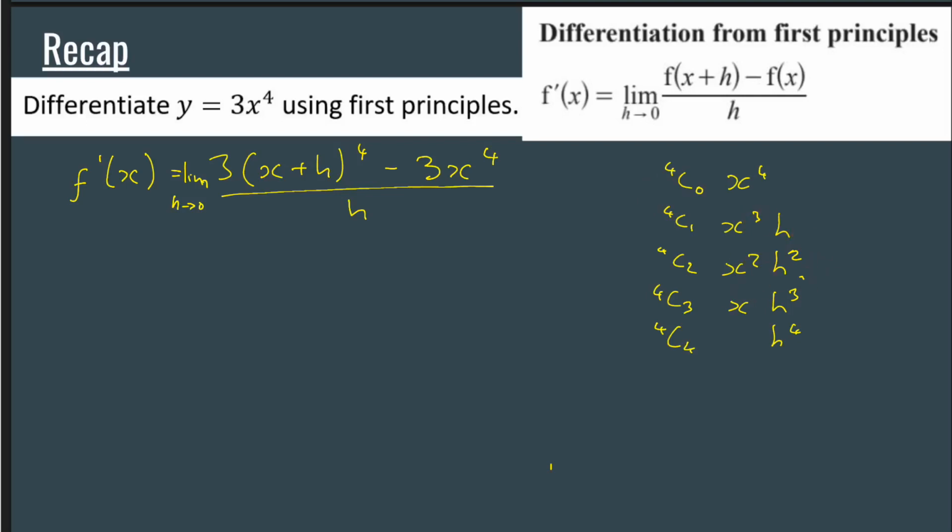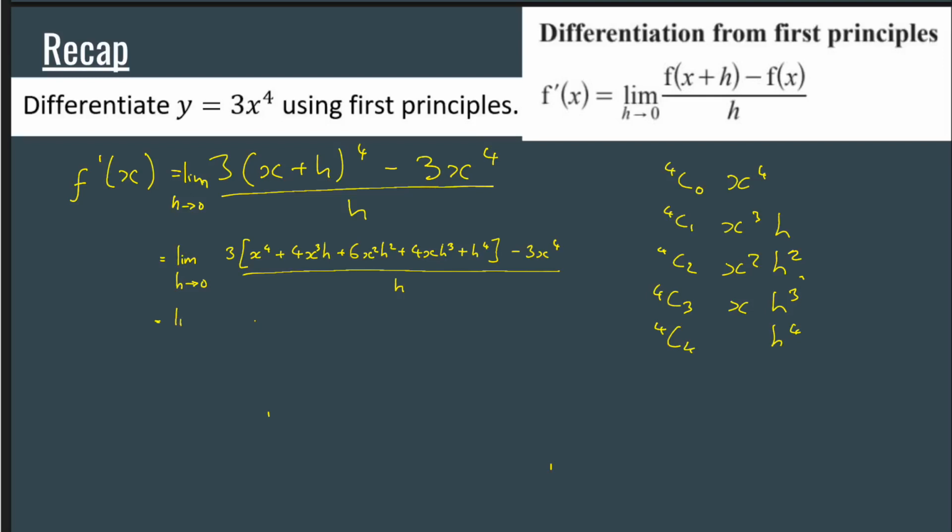I'm now going to put them into my formula. Now this time I'll write the limit correctly. So limit, as h goes towards 0, of 3 lots of what I've just expanded with my binomial expansion. So x to the 4 plus 4x cubed h plus 6x squared h squared plus 4x h cubed plus h to the 4 minus 3x to the 4. So just remember the binomial expansion is going to be useful in here.